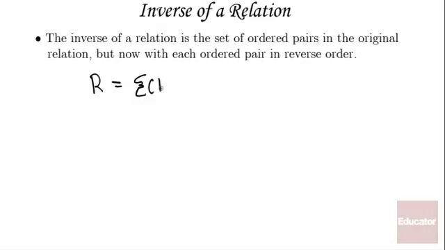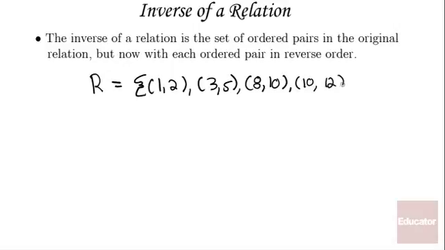given a relation 1, 2, 3, 5 for our second pair, 8, 10, and 10, 12. My domain is 1, 3, 8, and 10. My range is 2, 5, 10, and 12.